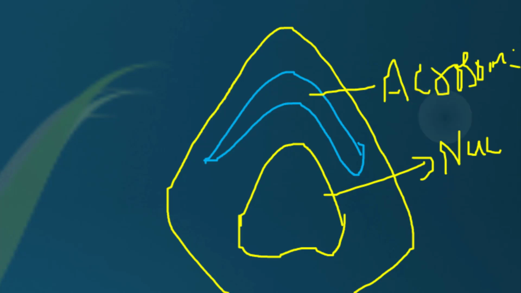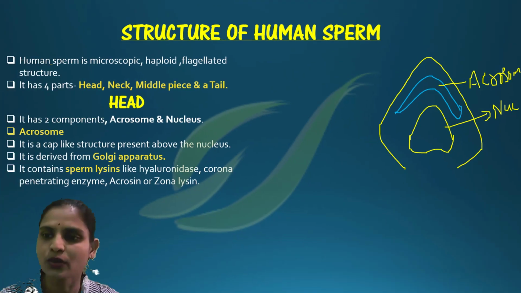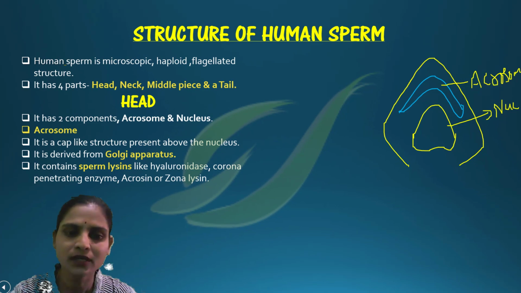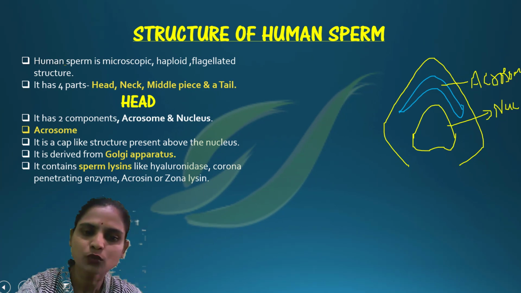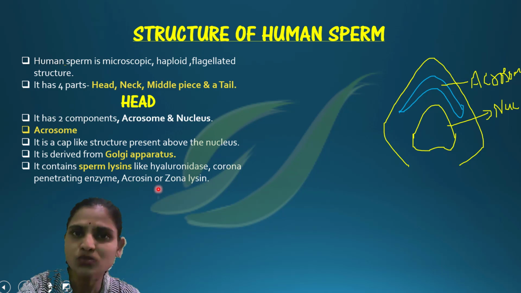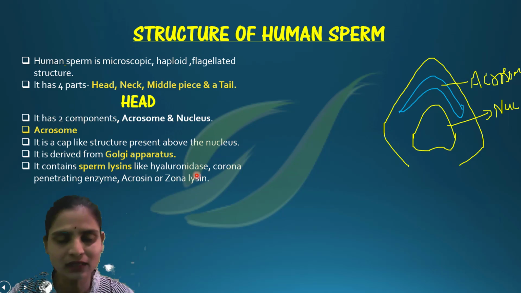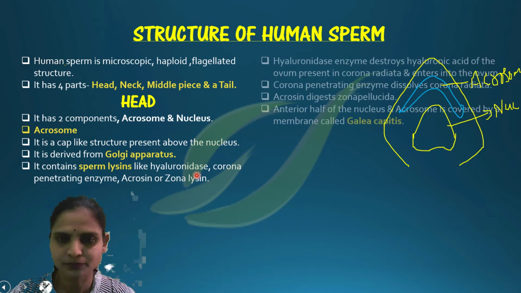The acrosome consists of sperm lysins. Lysins means enzymes. Mainly 3 enzymes are present: hyaluronidase, corona penetrating enzyme and acrosin. Acrosin is also called zona lysin. We will study the function of all these 3 enzymes.